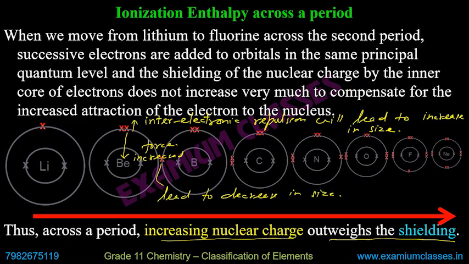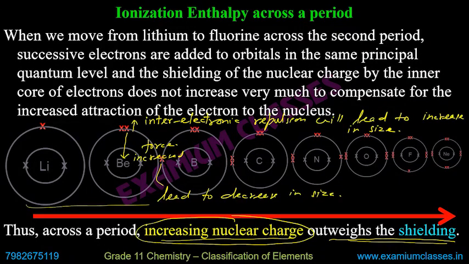But interelectronic repulsion is of very, very small magnitude. The force of attraction is much greater than the interelectronic repulsion. So ultimately, the increased nuclear charge outweighs the shielding. Hence, size decreases, force of attraction increases, and the electron is more tightly bound with the nucleus. It will require more energy if we move from left to right.